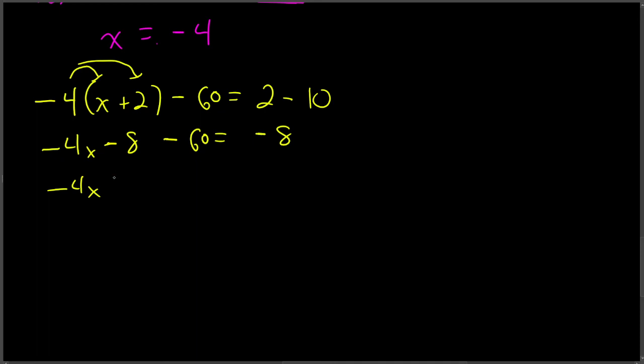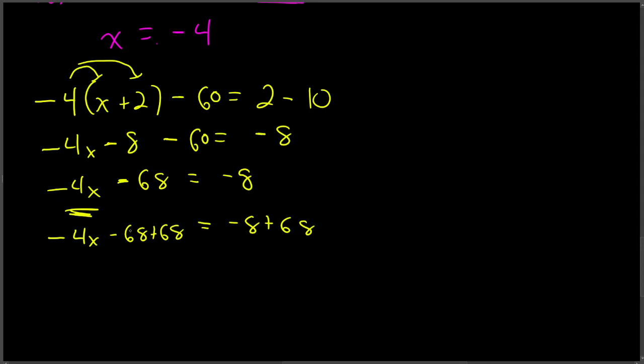All right, so negative 8 minus 60 is negative 68 equals negative 8. Well, I'm still trying to isolate x here. So I'm going to undo this subtraction by doing an addition. But whatever I do to one side, I have to do to the other. I chose these so they'd cancel. So I'm left with negative 4x on my left-hand side. And I'm left with 68 plus negative 8 is 60.